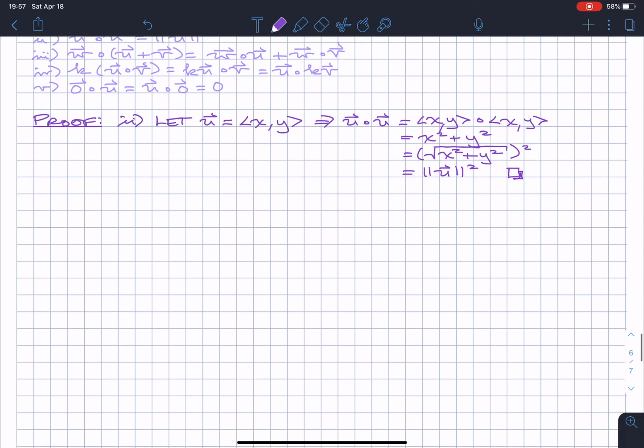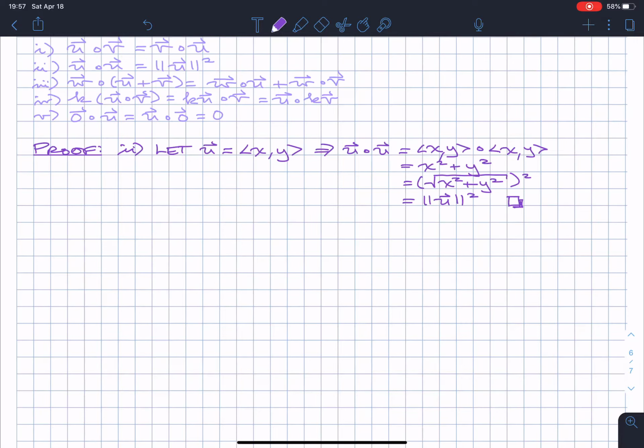Okay. So now let's prove number 5. I like number 5. Okay, so the zero vector dot the vector u. Well, that's going to be 0, 0 dot x comma y. So what is that? That's going to be 0x plus 0y.